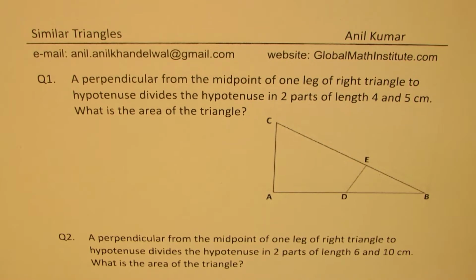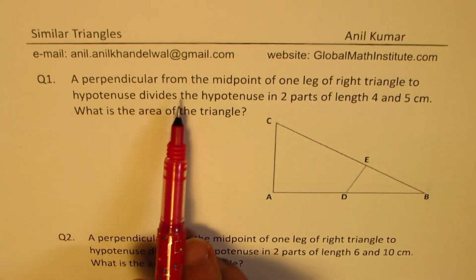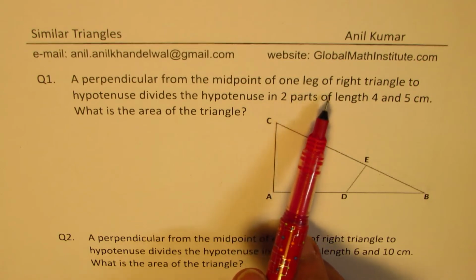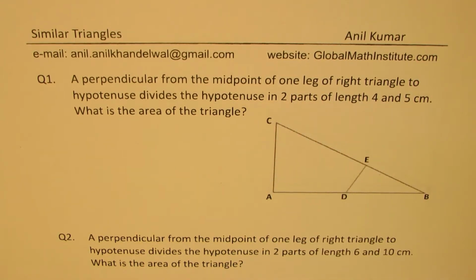The question here is: a perpendicular from the midpoint of one leg of a right triangle to the hypotenuse divides the hypotenuse into two parts of length 4 and 5 centimeters. What is the area of the triangle? The second question is the same, with parts of length 6 and 10 centimeters. What is the area of the triangle? That's a practice question for you, exactly the same with slightly different values.